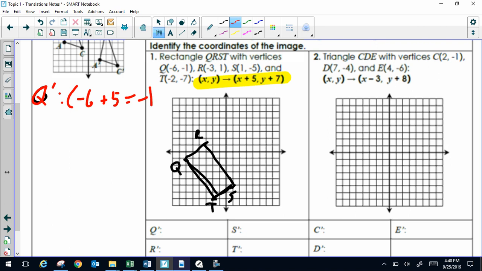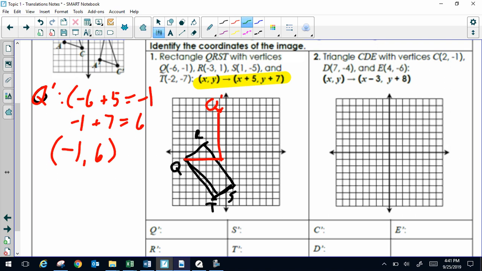Okay, which if you think about it in terms of a graph, that means I'm going to slide 5: 1, 2, 3, 4, 5. So there. The y value says that I'm going to take the original y, which is -1, and add 7 to it. When you do that, you get 6, which means you're going to slide 7 up: 1, 2, 3, 4, 5, 6, 7, which is right here at Q prime. So the point for Q prime is -1, 6.